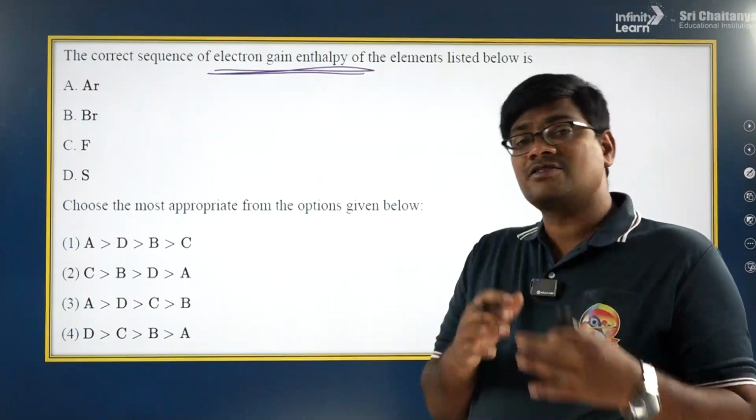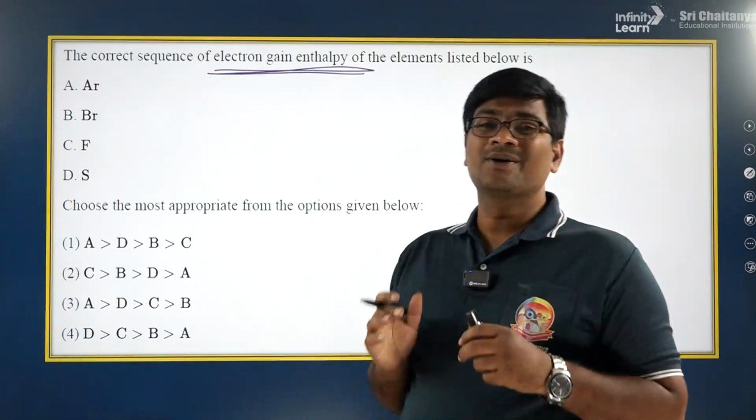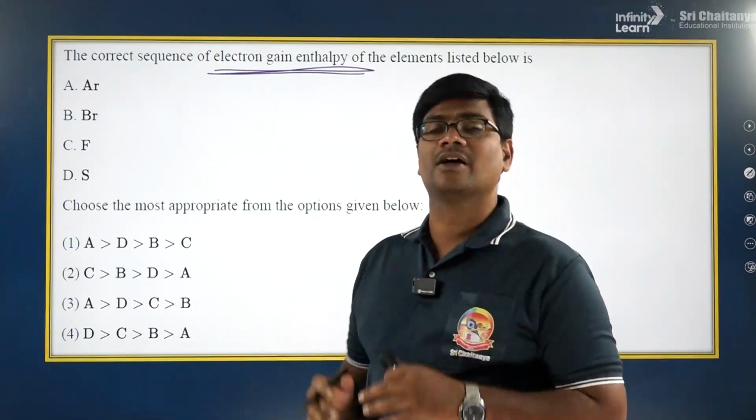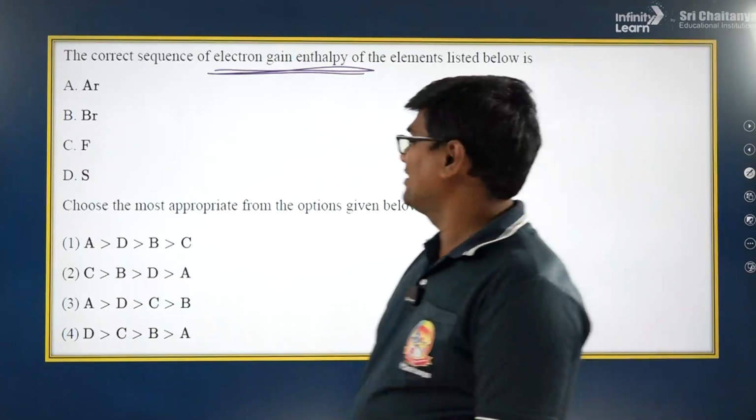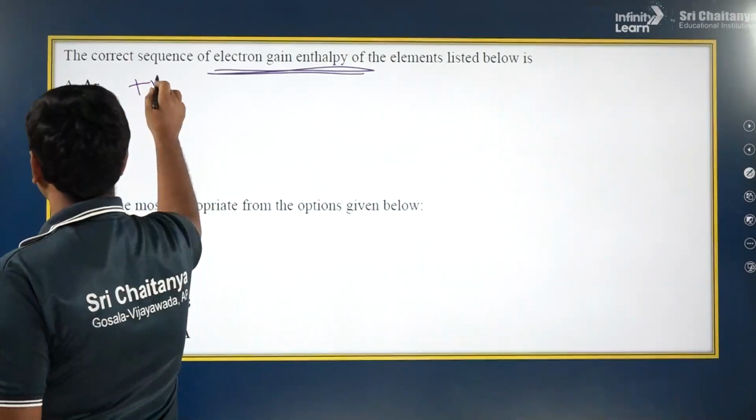Here, highest value means higher positive value. Lowest value means higher negative value. Now, we know that electron gain enthalpy is positive for argon.